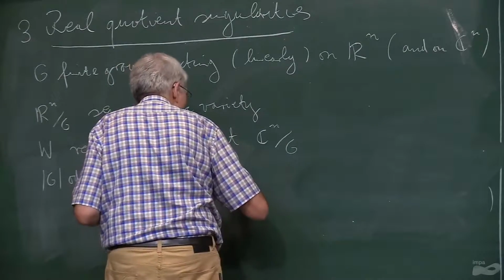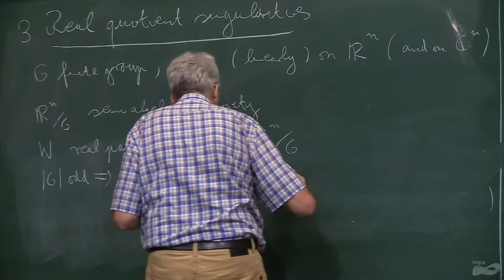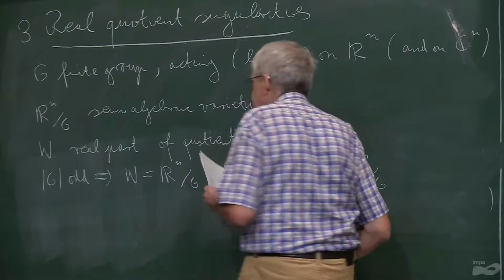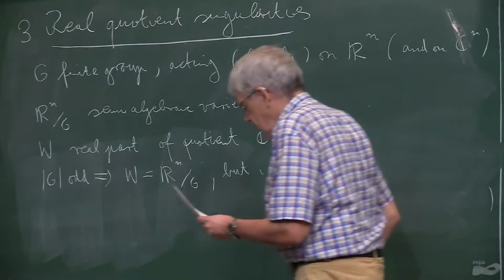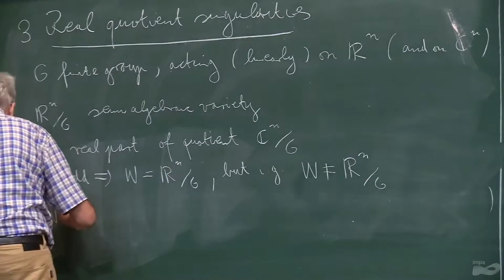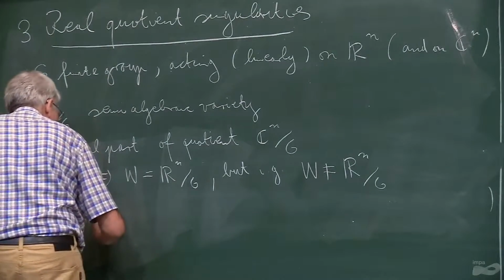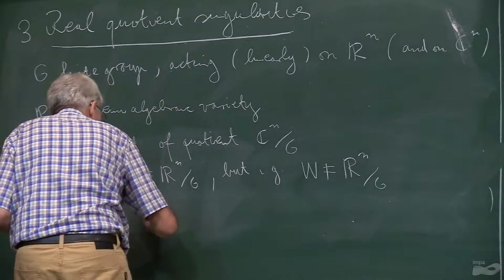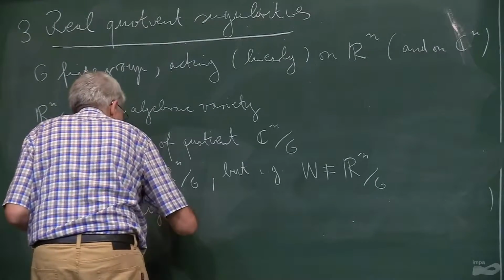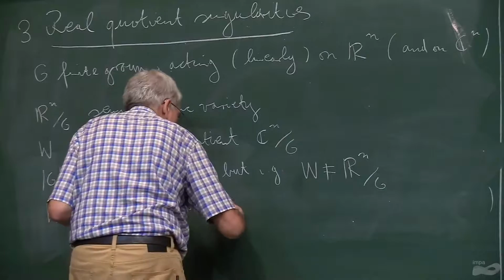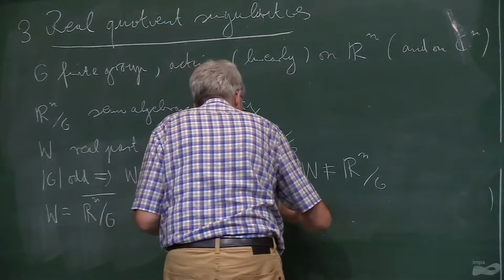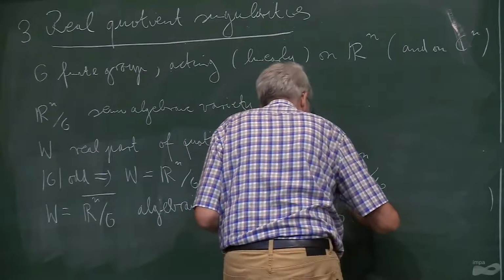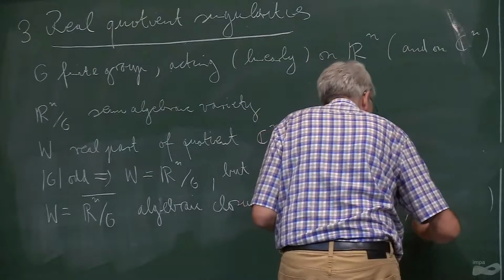But in general, W is different from the real quotient. Namely, it can be shown that W is the algebraic closure of this quotient, the algebraic closure of Rn modulo G in Cn modulo G.